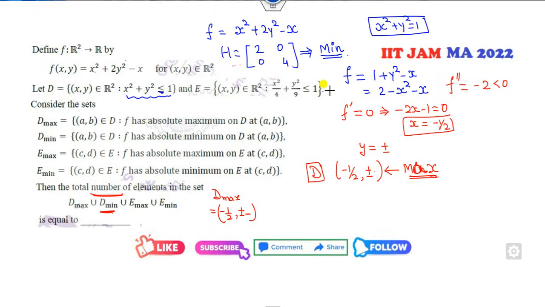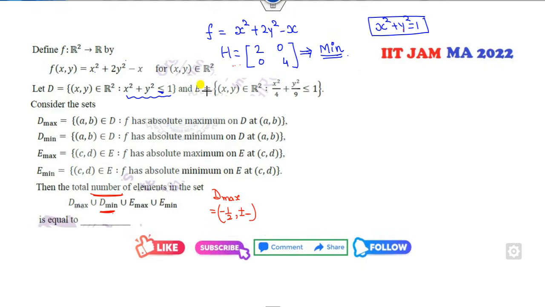Now I can do the same thing for this case. So it is x square over 4 plus y square over 9 is 1. So what is my f? I can substitute the value of y square.